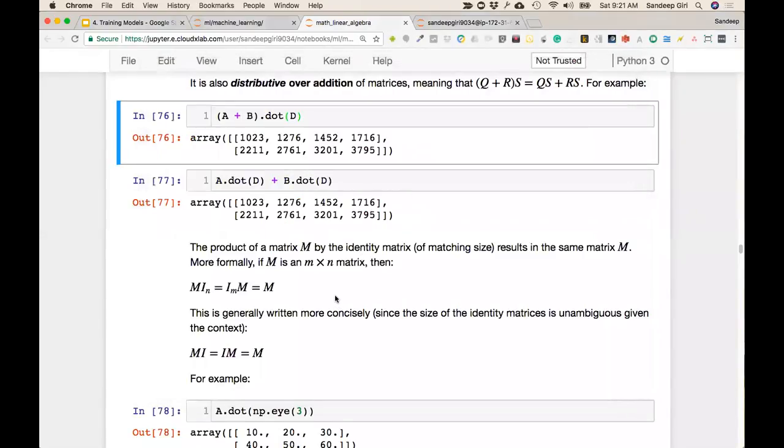What's the identity matrix? Who can help me with recalling what is identity matrix? Full of ones or only on the diagonals? Only on the diagonals. Okay.